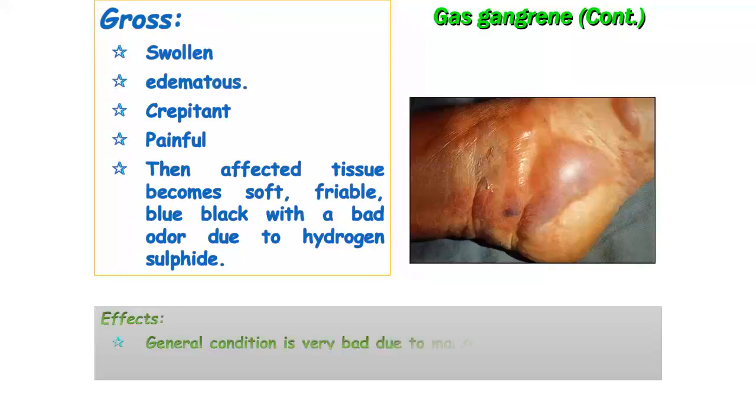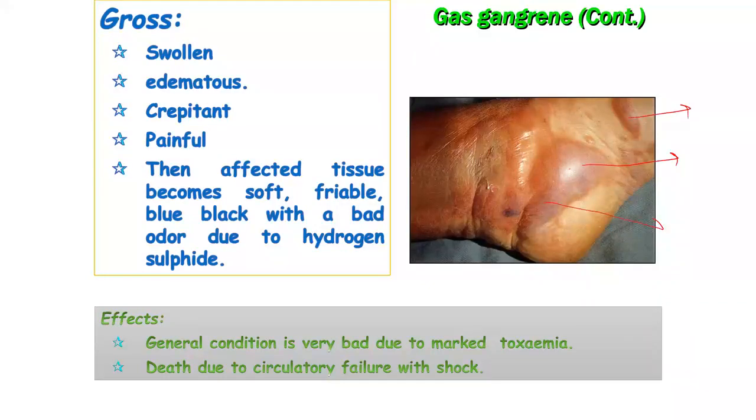What happens in gas gangrene? Look at this. Here you have the limb showing moist gangrene, and you start to have bullae here. Look at the bullae. These are the bullae present under the skin. So the limb is swollen, it is edematous, and it is crepitant due to presence of gas bubbles. Of course, it is painful. Then the affected tissues become soft, friable, blue-black with a very bad odor due to hydrogen sulfide deposition.